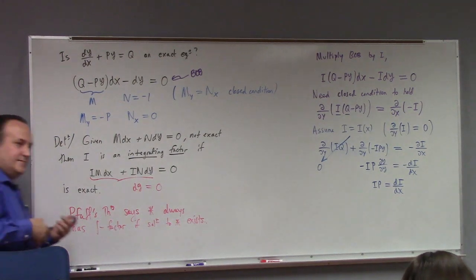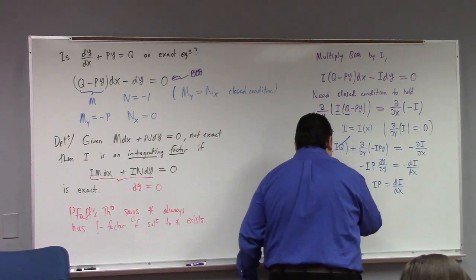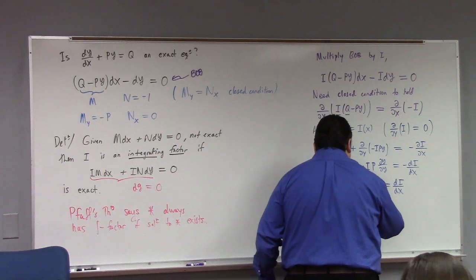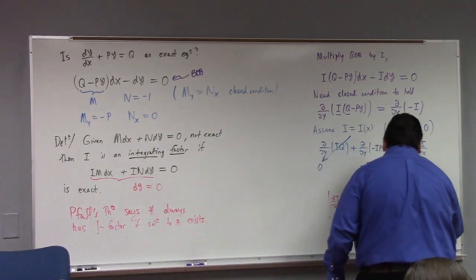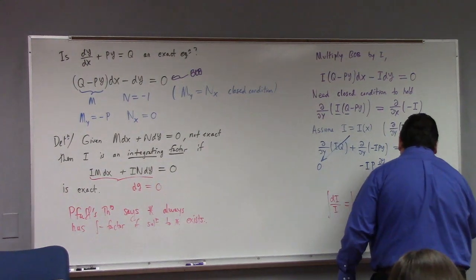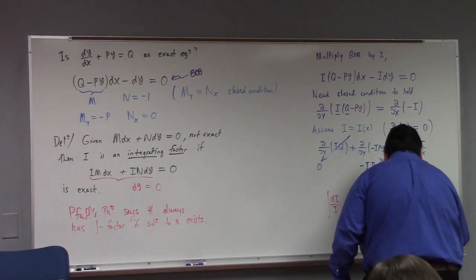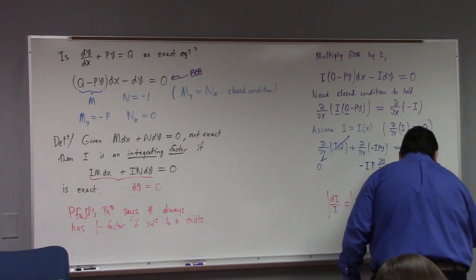Oh, we can. See, this is separable. So what this gives me is dI over I is equal to p dx. Integrate both sides. We get natural log of the absolute value of I is equal to the integral of p dx, which gives me that the integrating factor is the exponential of the integral of p dx.